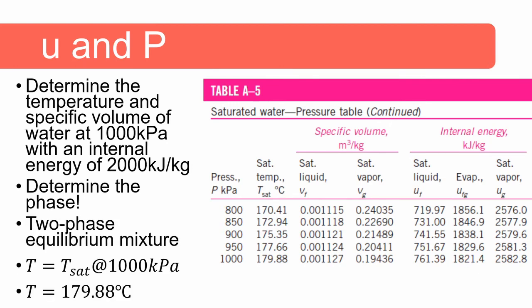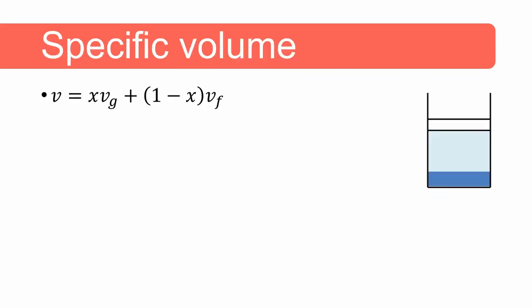The temperature is therefore equal to the saturation temperature at 1000 kilopascal, and that is 179.88 degrees Celsius. Now, we still need to determine the specific volume. And for a two-phase mixture, we know that we can determine the specific volume with this equation given using the quality of the steam. While we can read the values of the specific volume of the saturated vapor and the saturated liquid from the tables, we first need to determine the value of X.